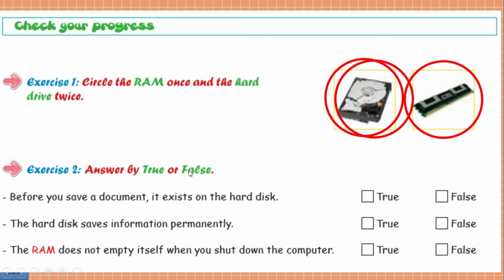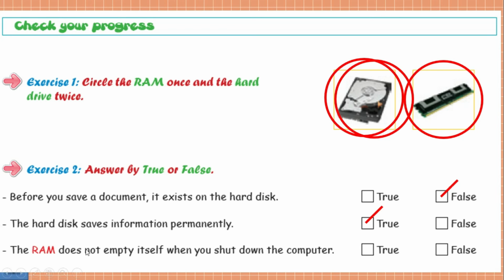Okay, exercise number 2. Answer by true or false. Before you save a document, focus, okay? It exists on the hard disk. What do you think? Before you save, will it be on the hard disk or on the RAM? Of course, on the RAM. This is false. Okay. The hard disk saves information permanently. It means always, even if you close the program. What do you think? Yes, it's true.